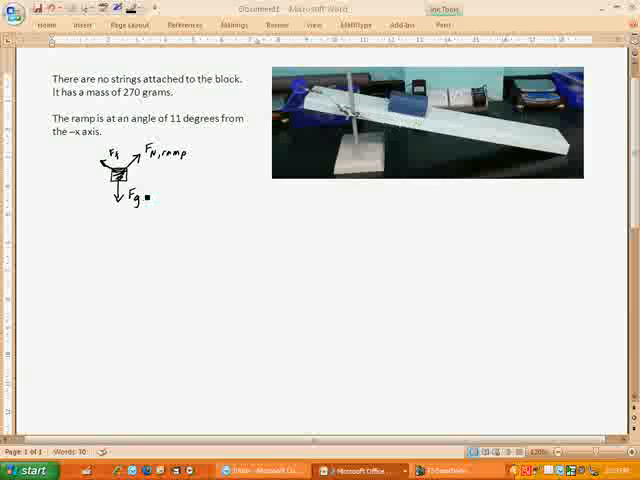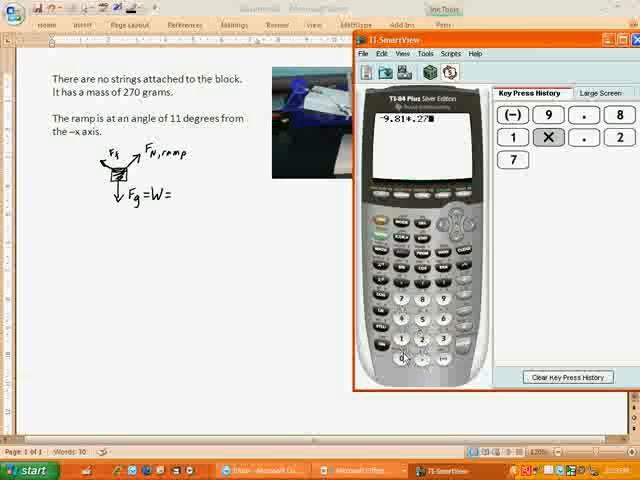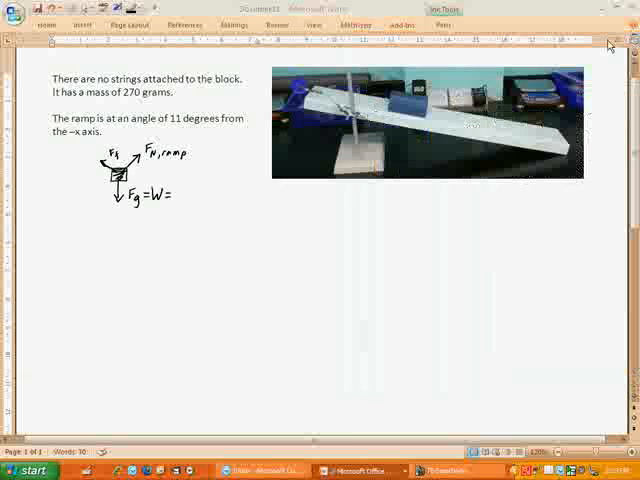Now, we can solve for the force of gravity. The force of gravity is the weight of the object, and we talked about in class how we get the weight by taking negative 9.81, which is the acceleration due to gravity, and multiplying by the mass. Now remember that the mass has to be in kilograms, so that will be 0.270. And so the force of gravity is negative 2.65. Okay, negative 2.65 newtons.